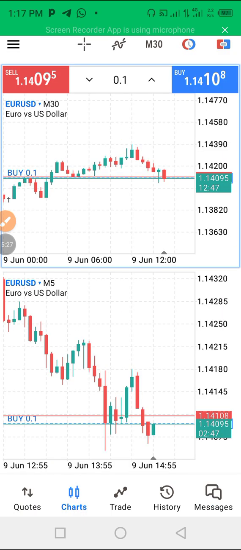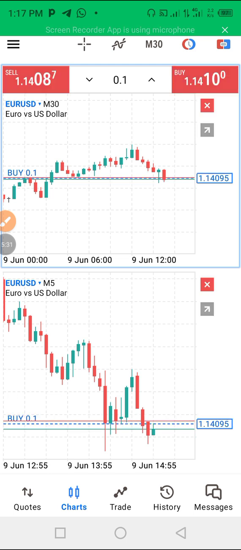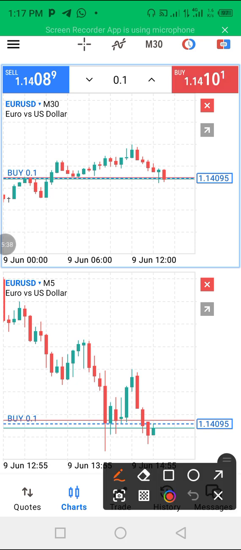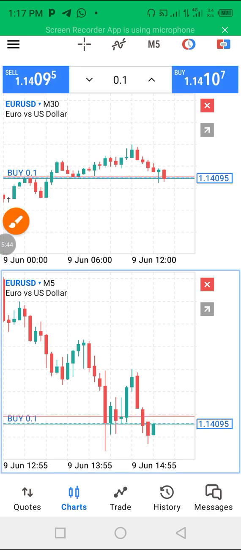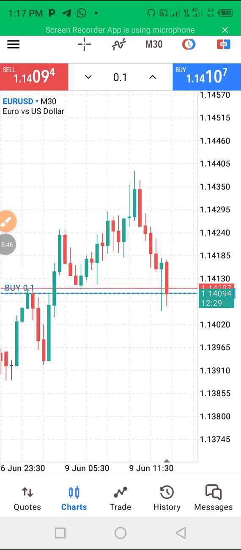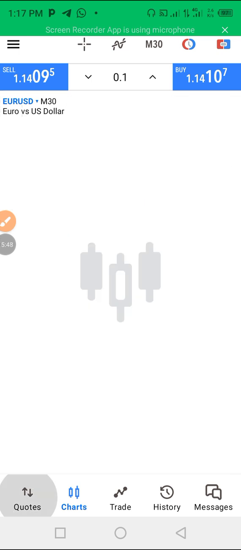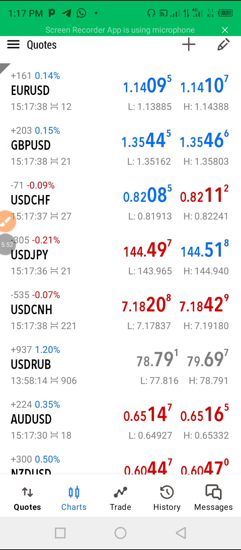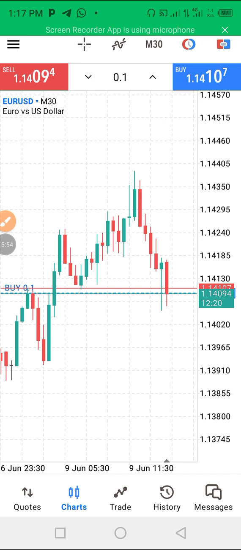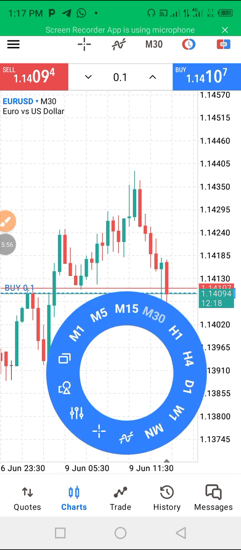Now, how do you remove it? You long press, then you tap on cancel, the red button here, to cancel it. Once you do that, it will go away and you come back to your chart. So just to be sure, let's go back to the Euro USD chart, and there we are. Good. Now that is for if you want to have more than one window, but you don't necessarily need that.